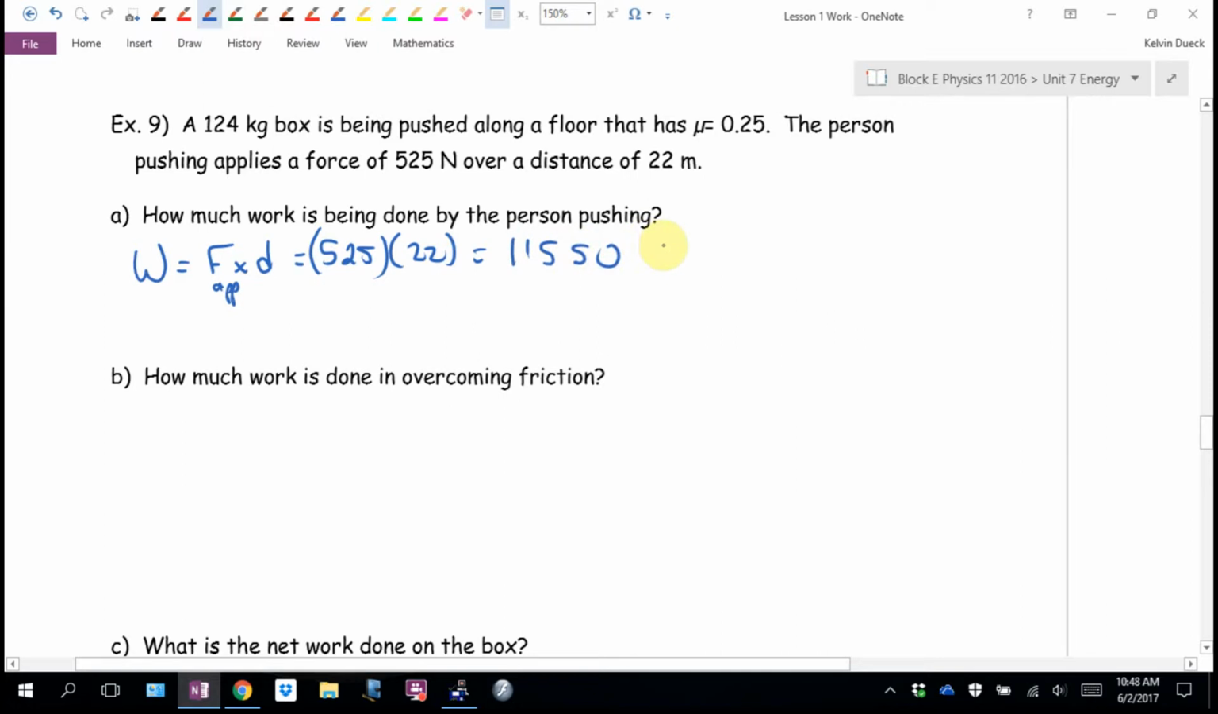Units, Connor? Work. If you're not sure, look at the previous example. Oh, joule. Yeah. Okay. Newton meters, but we've called that a joule. That's how much work Connor did in pushing, but not all of that energy went into moving this box. Some of it went into overcoming friction.